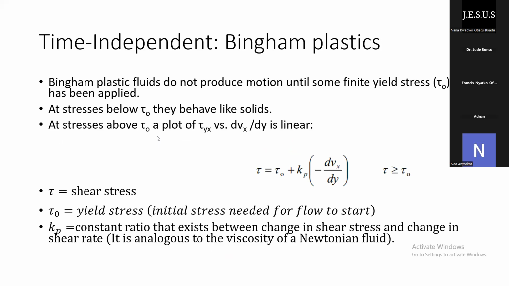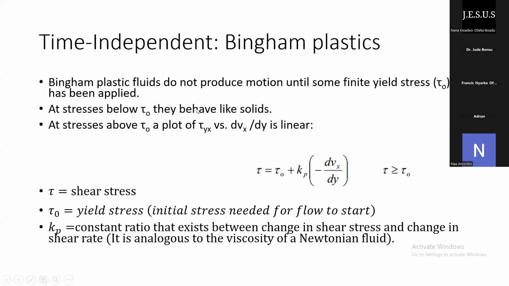And this yield stress is the minimum stress you need for the fluid to move or to deform. In this course, deformation is like saying the thing is moving. So at stresses below the tau naught, which is our yield stress, they behave like solids in the sense that they do not move. When the stress you are applying to the fluid is lesser than the yield stress of that fluid, the fluid will behave like a solid and wouldn't move. When the stress goes above the yield stress, then we can see the fluid moving.